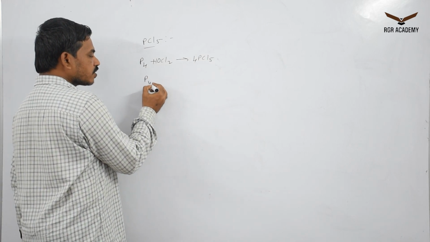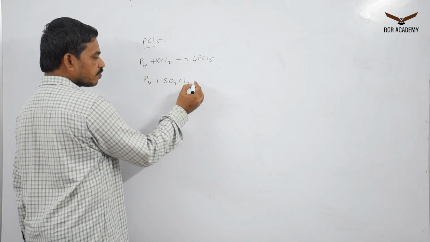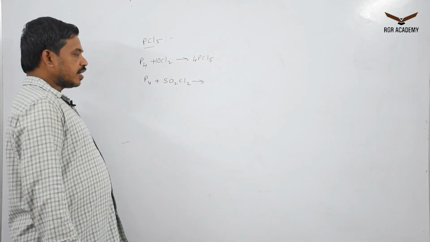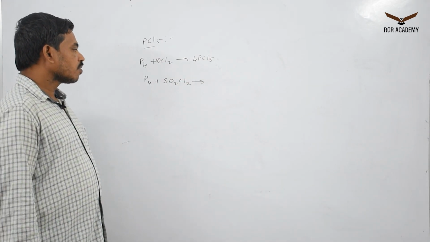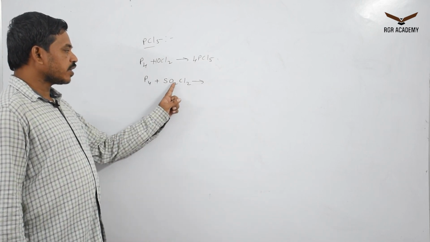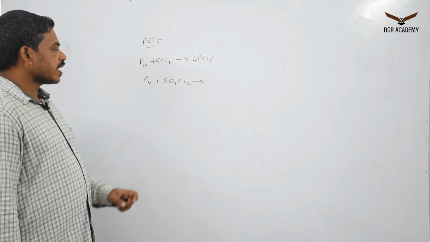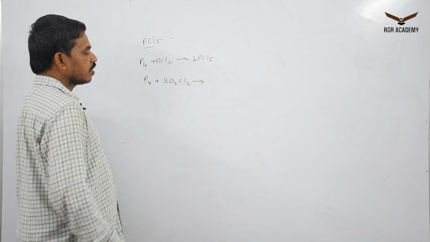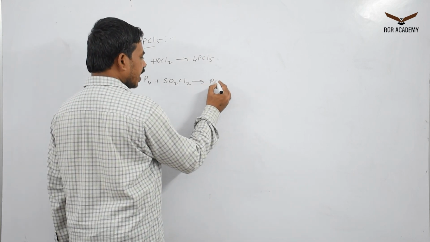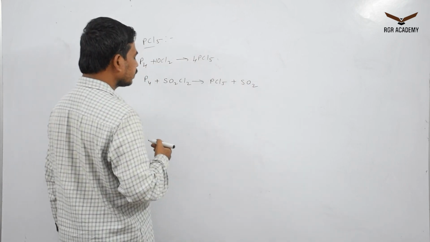Next, white phosphorus on reaction with sulfuryl chloride, SO2Cl2. It is an addition compound: sulfur dioxide plus Cl2 gives rise to SO2Cl2, sulfuryl chloride. White phosphorus on reaction with sulfuryl chloride forms phosphorus pentachloride and sulfur dioxide.